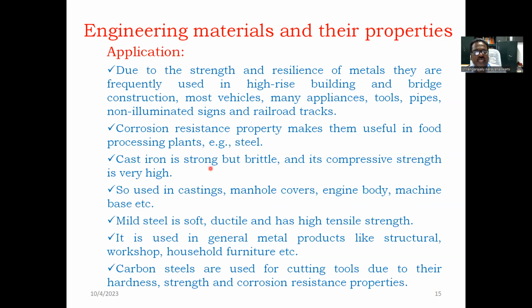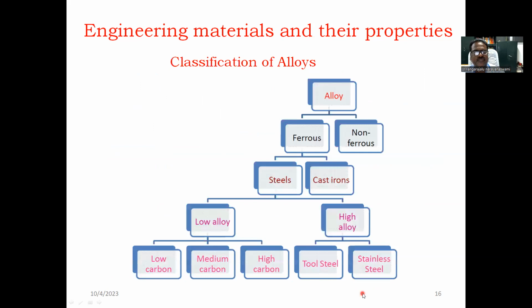Examples: steel. Cast iron is strong but brittle, and its compressive strength is very high, so it is used in castings, manhole covers, engine bodies, machine bases, etc. Mild steel is soft, ductile, and has high tensile strength. It is used in general metal products like structural, workshop, household furniture, etc. Carbon steels are used for cutting tools due to their hardness, strength, and corrosion resistance properties.